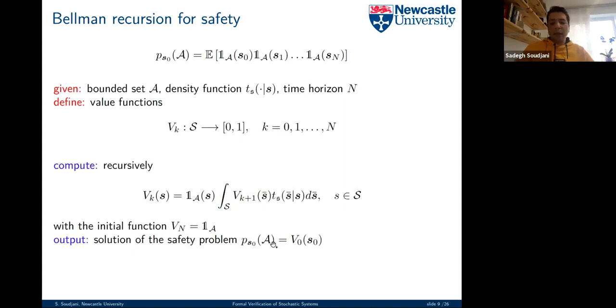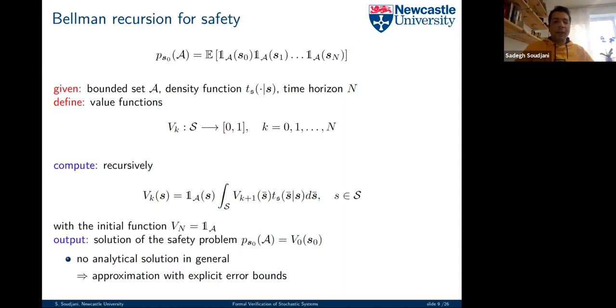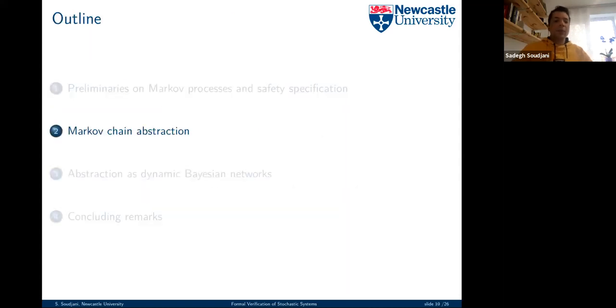Now, the problem is that there is no analytical solution in general because of the continuous nature of the state space, and we have to approximate the solution with explicit error bounds in order to be able to judge safety of the system. So now let's see how we can use Markov chain abstraction to simplify the model and check safety.